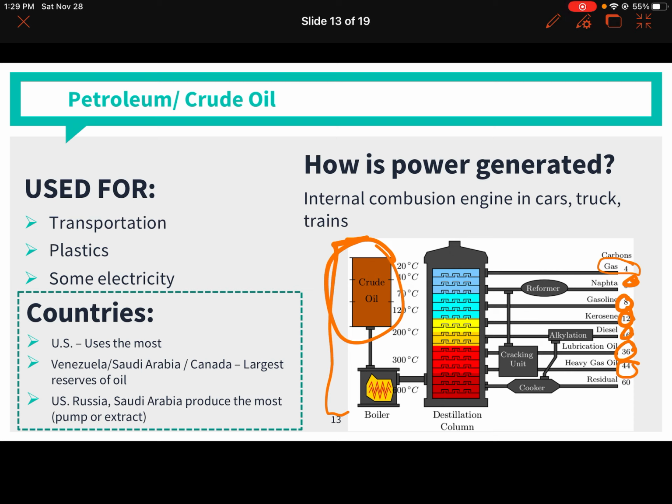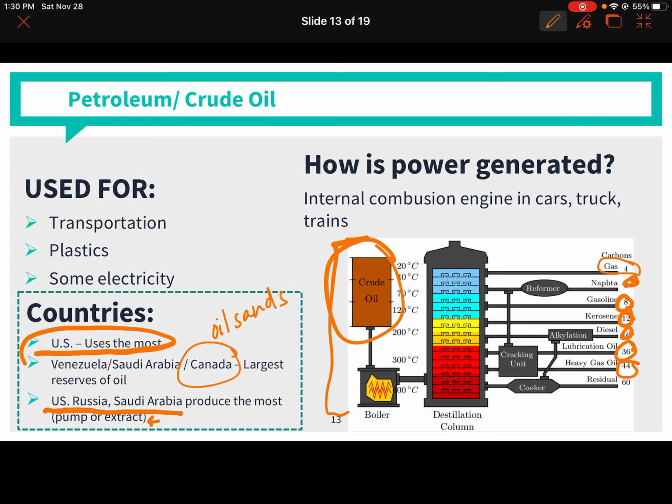So the biggest user of crude oil is the United States. We're wealthier, therefore we have more cars, therefore we use more fossil fuels, specifically the petroleum. Our biggest reserves are in Venezuela, Saudi Arabia, and Canada. Again, this is from the oil sands. Pumping and extracting the most is done in the US, Russia, and Saudi Arabia.